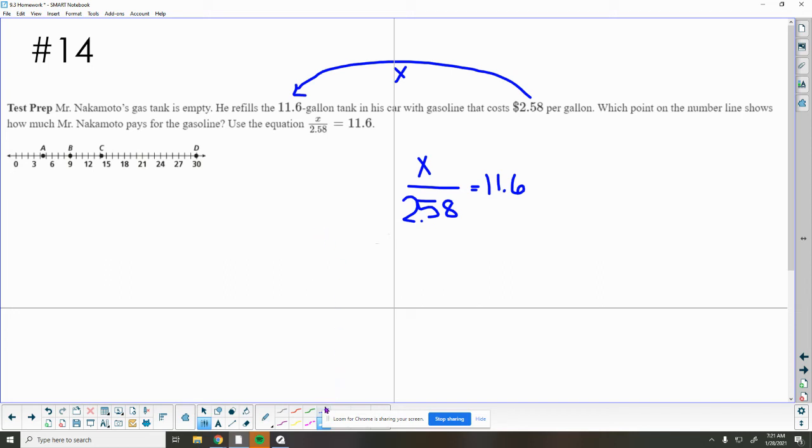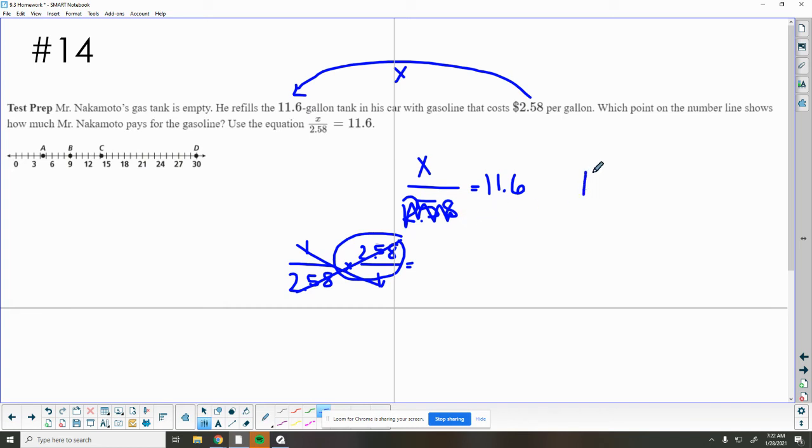So let's retry that. Because we are dividing, we want to do the opposite. So we have $2.58. That looks better. And the opposite of divide is to times by $2.58. So here we get $2.58 divided by $2.58 is just 1. So all of this cancels out. But now we need to do the same thing to the other side. So we multiplied by $2.58.